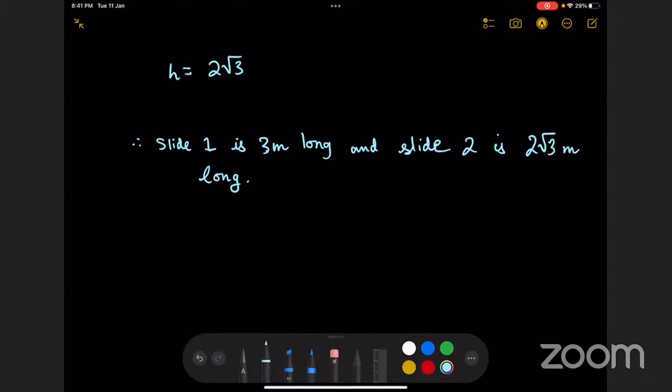Question number 4. Right. So the question says the angle of elevation of the top of a tower from a point on the ground, which is 30 meters away from the foot of the tower, is 30 degrees. Find the height of the tower. So I'm going to draw the diagram. The angle of elevation of the top of a tower from a point on the ground.